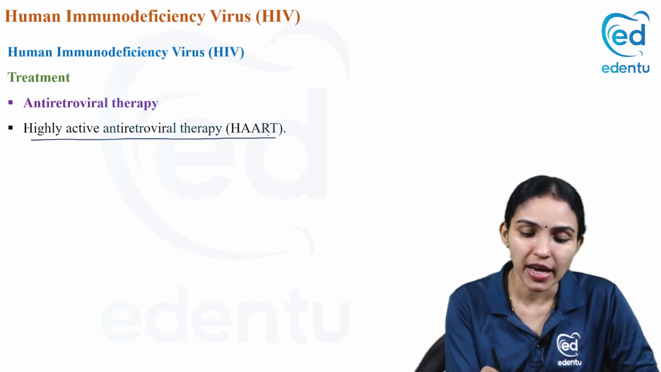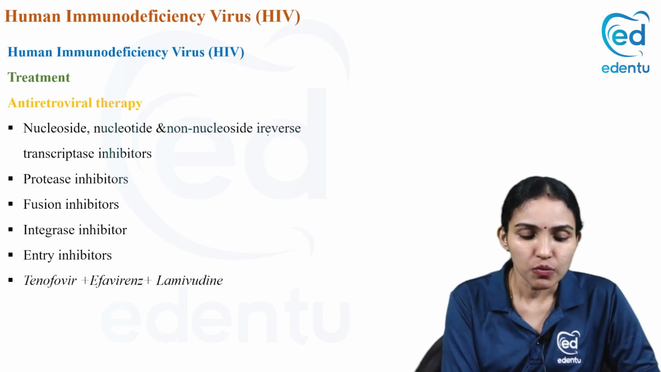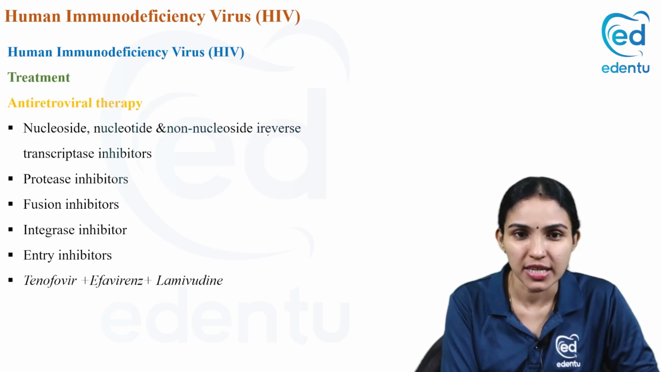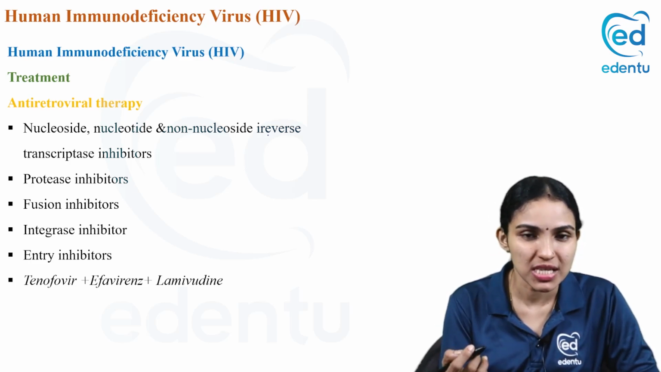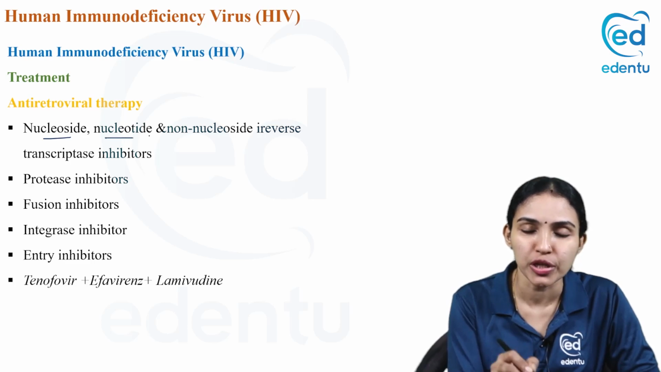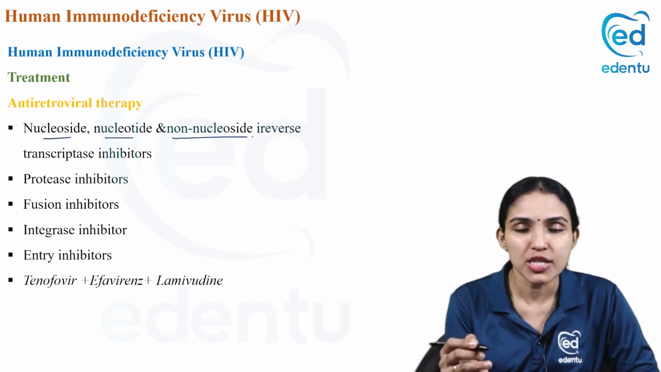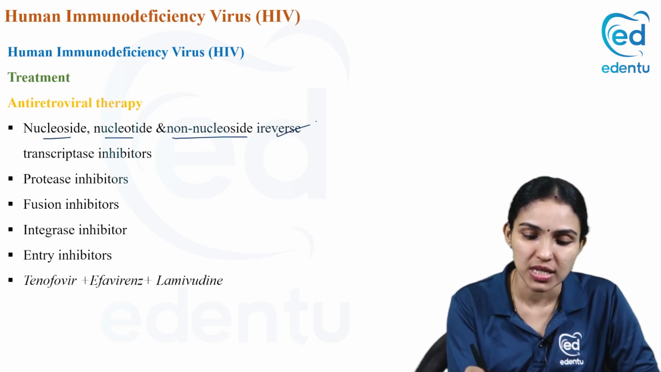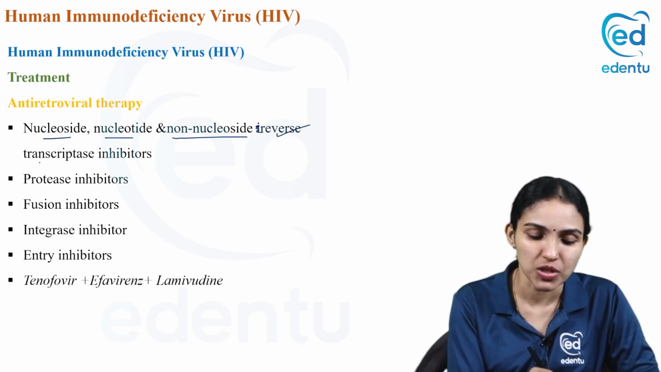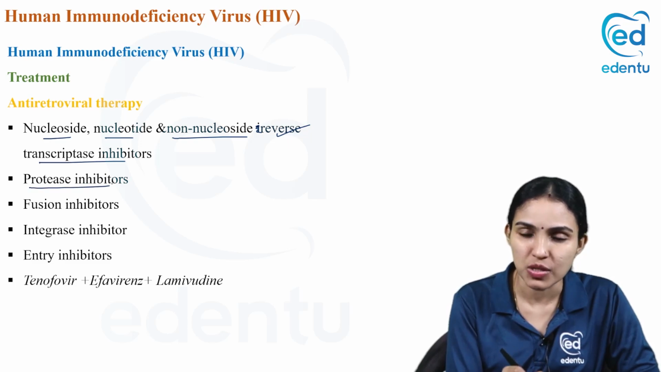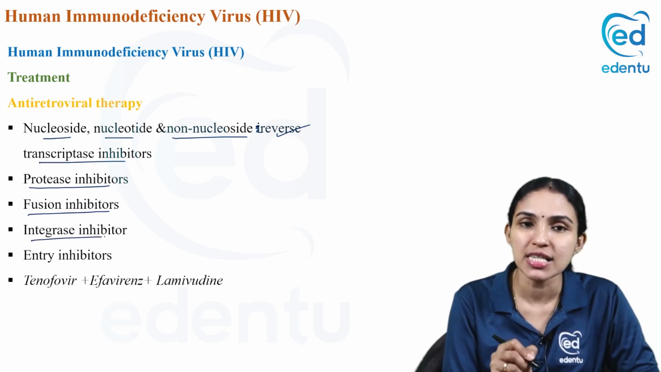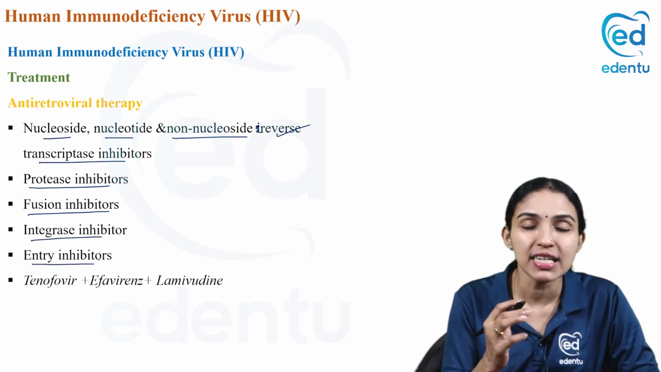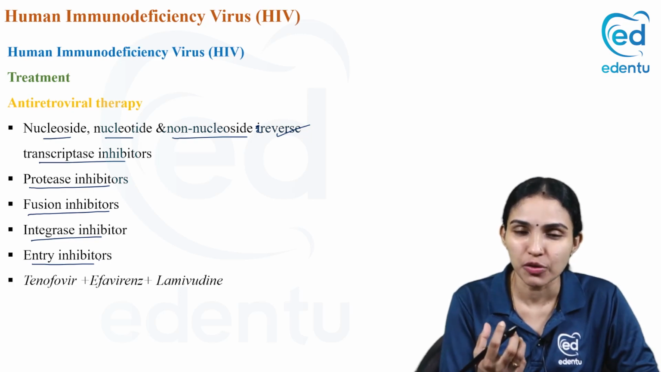Coming to the treatment, what is the treatment of HIV called? It's called highly active antiretroviral therapy, HAART, or you simply call it antiretroviral therapy. We have a number of drugs available for treating HIV and we generally treat in a combination manner. You have the reverse transcriptase inhibitors, which can be nucleoside analog, nucleotide analog, or non-nucleoside. Whatever the compound, it should inhibit the reverse transcriptase enzyme. Then come the protease inhibitors, which inhibit the protease enzyme, fusion inhibitors, which inhibit the fusion of the cell, integrase inhibitors that inhibit the integrase enzyme, and entry inhibitors, which act on the CCR5 receptors.